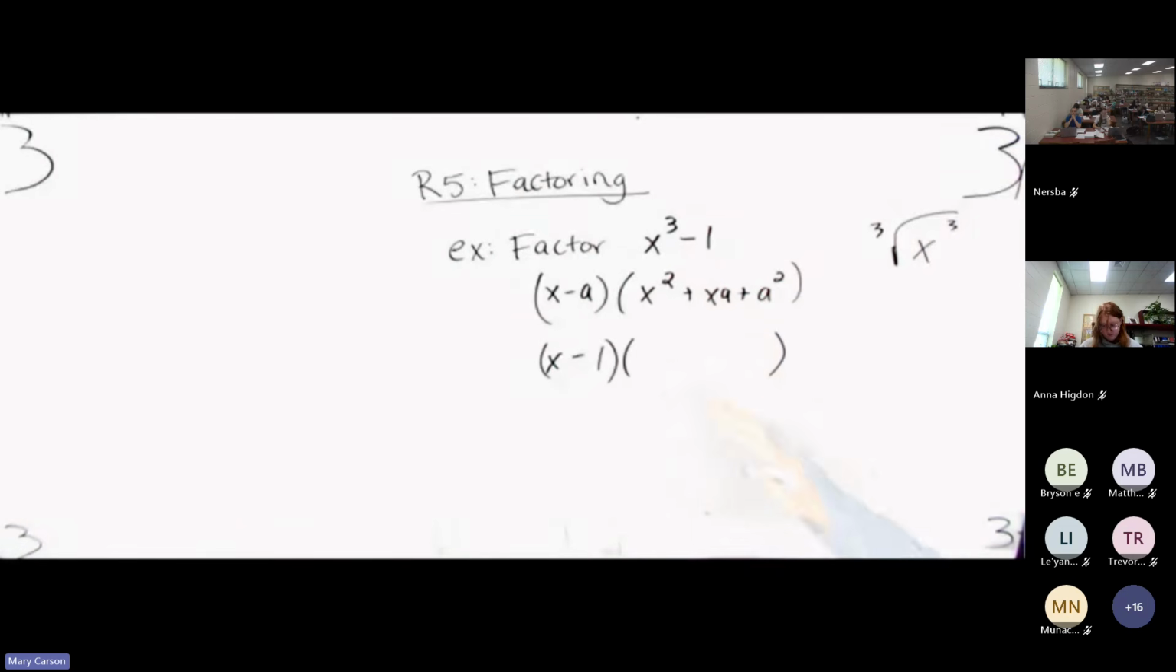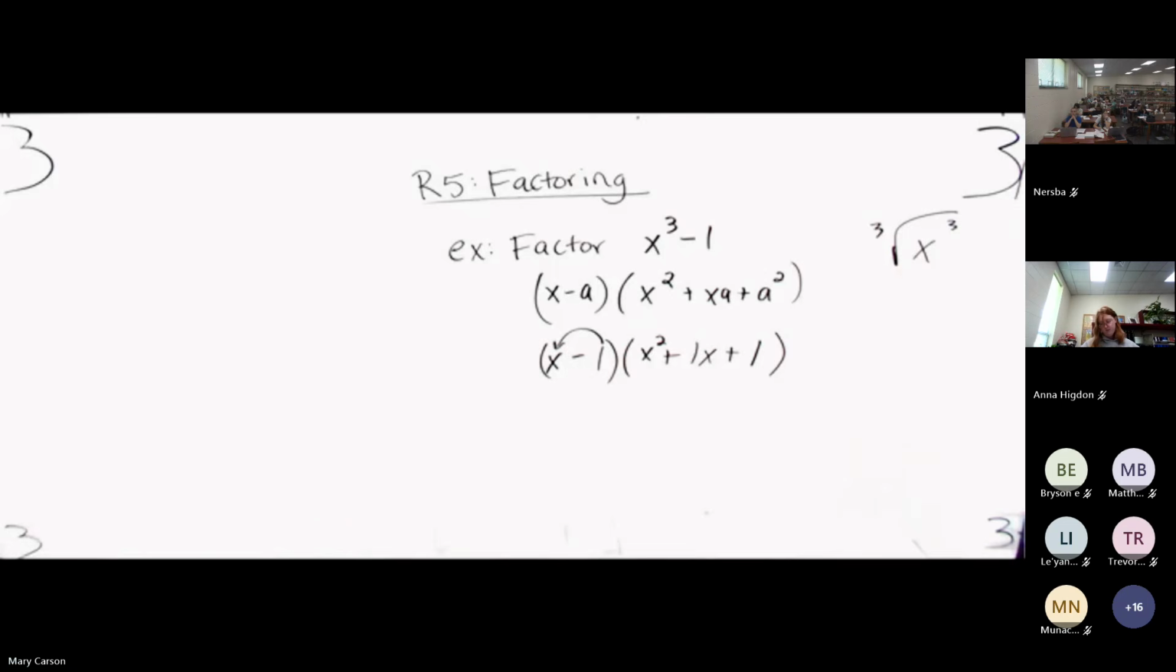To get the rest of this, I like to go ahead and put my signs in there because I know this first one's going to be minus for difference of cubes. These are both going to be plus. And then the way that I fill it in is you square the first term, that goes here. The last one is you square this last term. So 1 squared is going to be 1. And then to get the middle term, you just always multiply these two. So this would be 1x. And then you factored it.